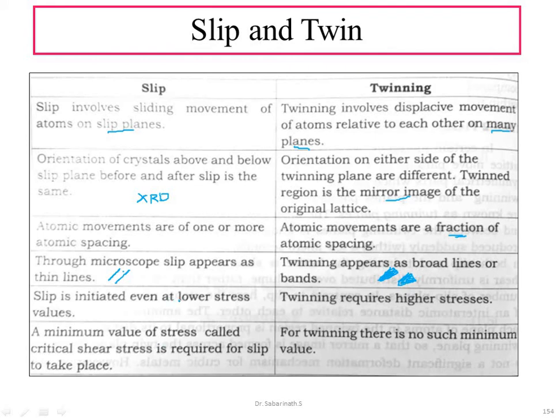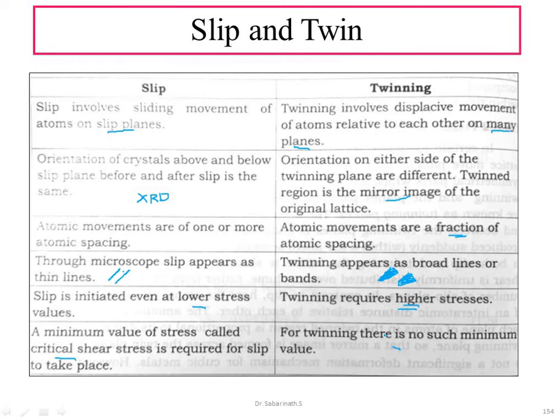The slip is initiated even at lower stresses. Okay, at small stress, the only thing is that there is a particular stress known as critical stress. At that stress, the slip will be initiated. But twinning occurs at higher stresses. So this is the thing which we need to take care of. The minimum value of the stress, called the critical shear stress, is required for the slip to take place. For twinning, there is no such stress. It will occur at some higher stresses.